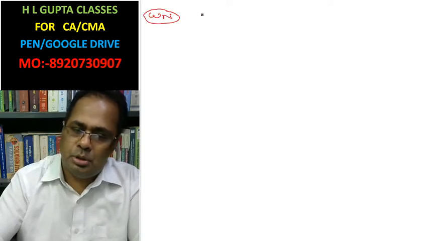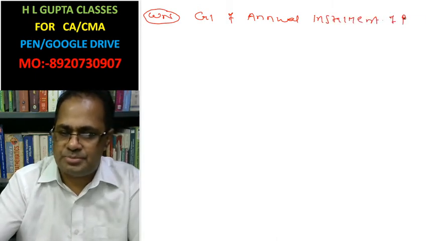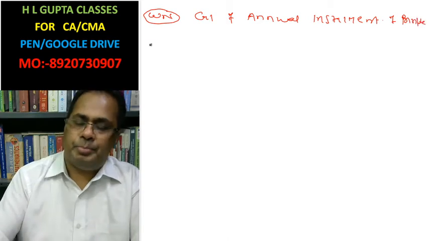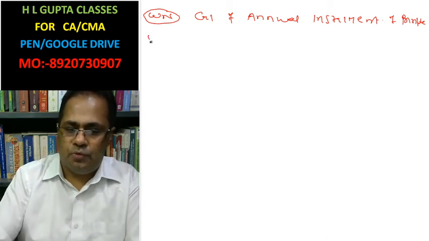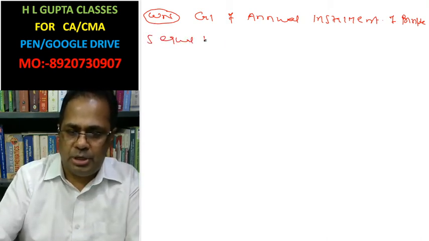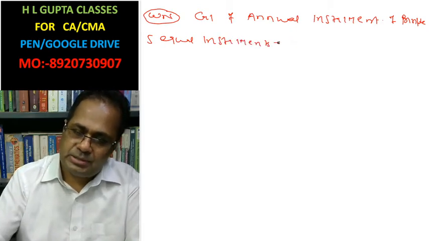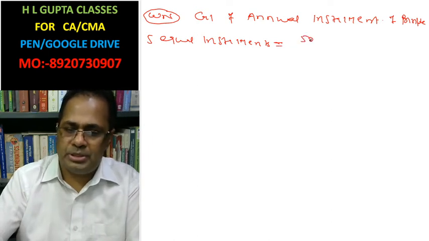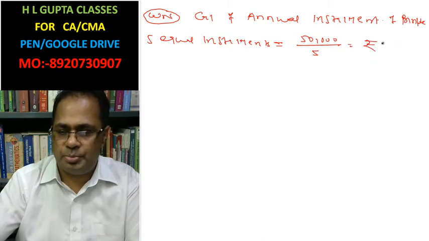Working note. Calculation of annual installment. Installment of principal. Principal is paid in 5 equal installments. 50,000 is the total amount. This is paid in 5 equal installments, that is rupees 10,000 each.